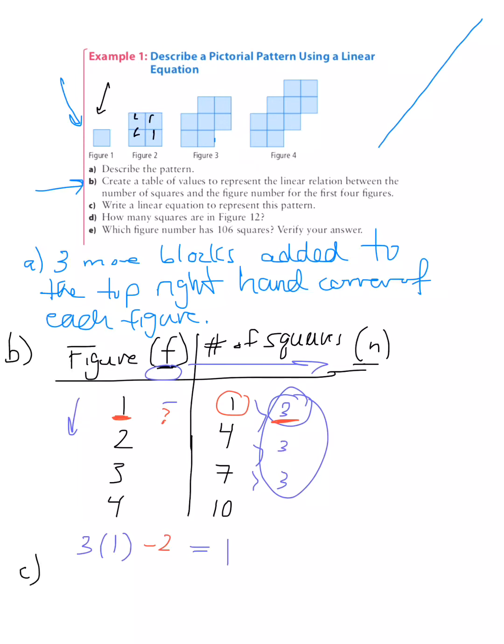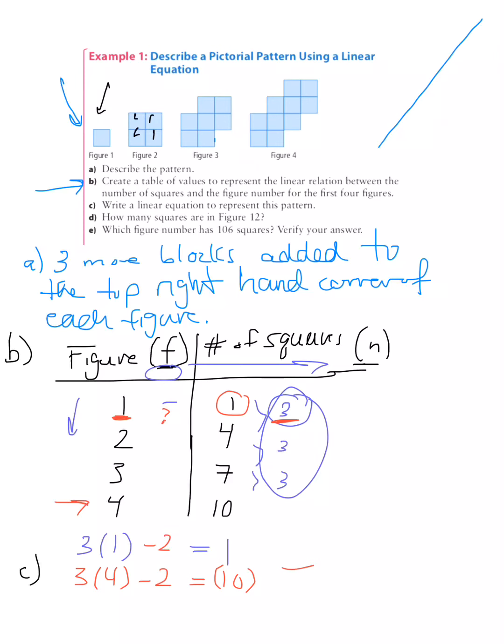Okay, and then all we have to do is test this for one more and see if it works. So let's test it on this big one. 3 times figure number, so that's 4. Subtract 2 equals, if we did it right, it should be 10. So 4 times 3 is 12. Subtract 2 is 10. Done.